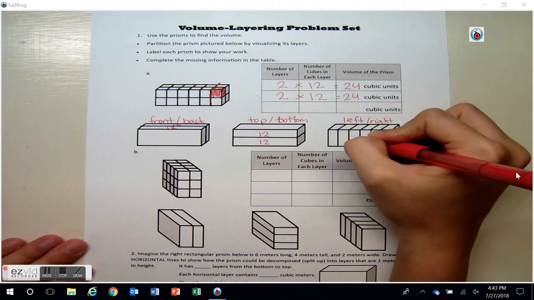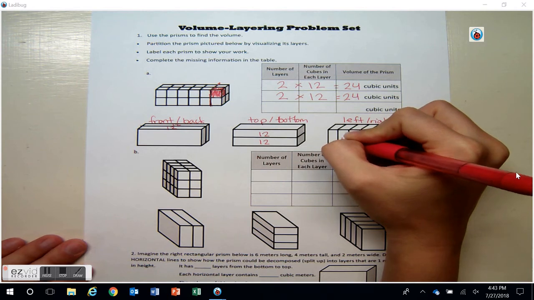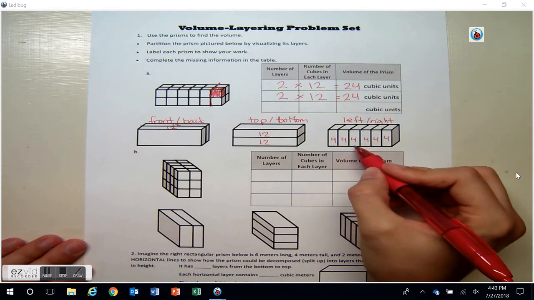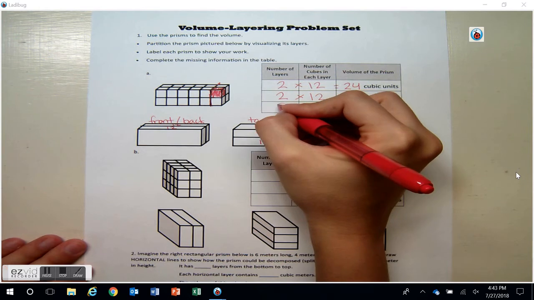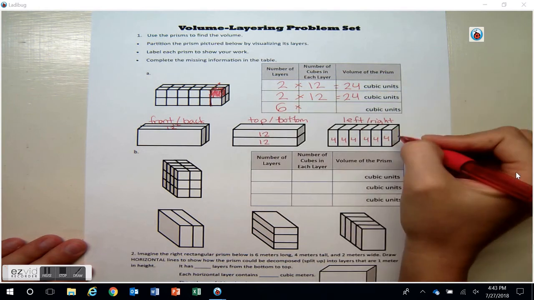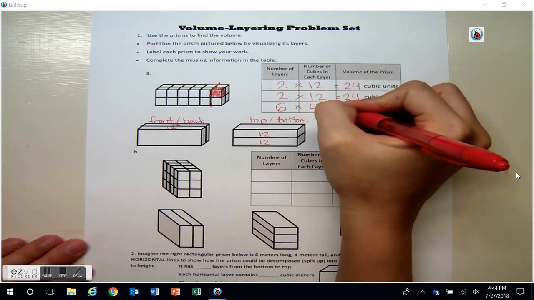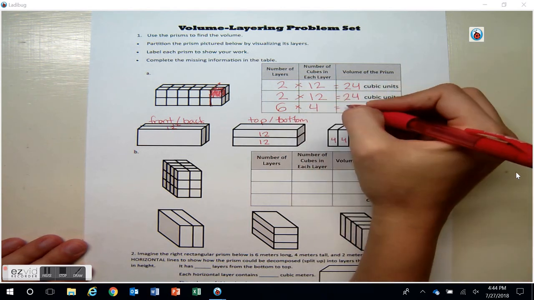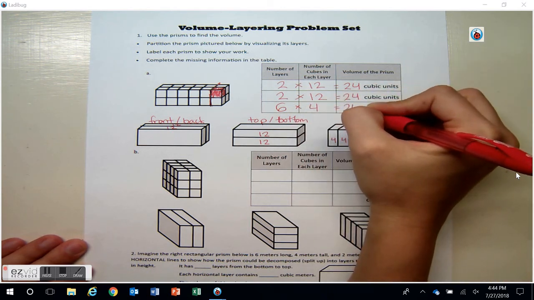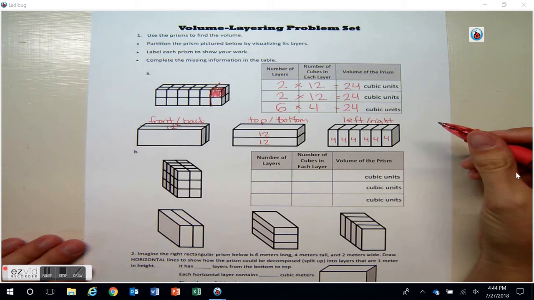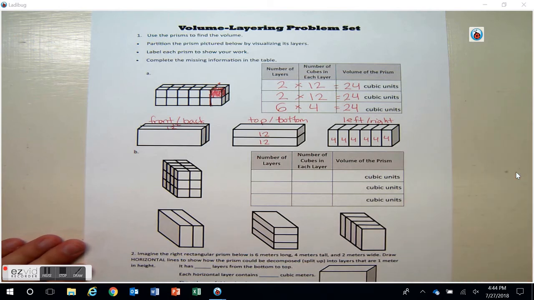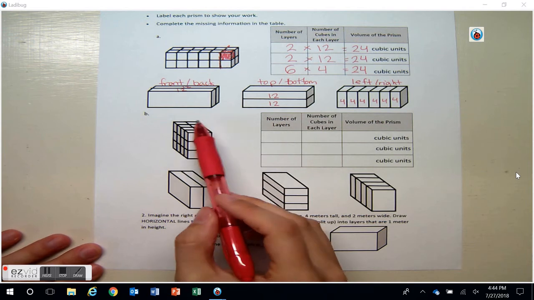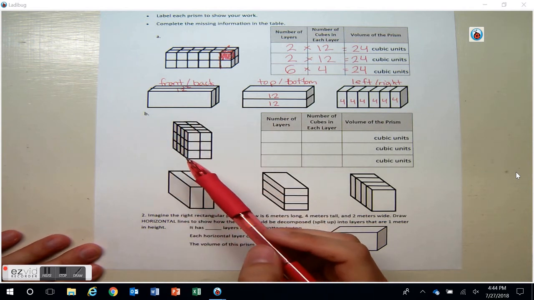So here we have 1, 2, 3, 4 cubes in each layer. So I have 1, 2, 3, 4, 5, 6 layers. Each layer has 4 cubes in it. Well, I could add 4 six times or multiply 6 groups of 4, which is 24 cubic units. Let's continue on to the next problem.